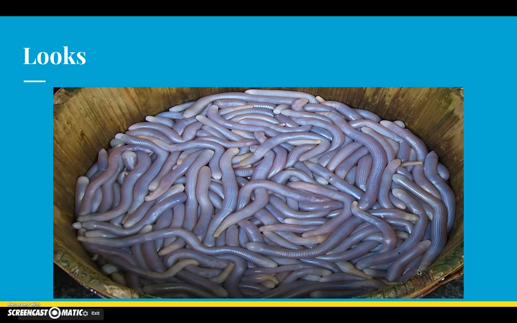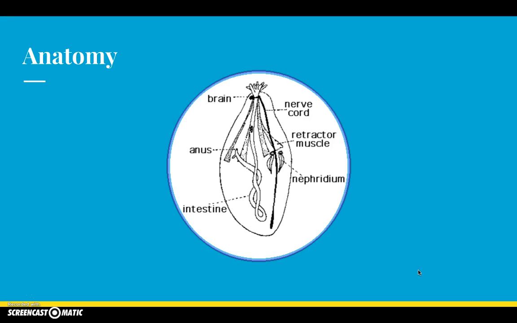So how do they look? They're bilaterally symmetrical, unsegmented marine worms. They're usually about 10 centimeters long, and they're tube shaped. Now their anatomy. The body is completely unsegmented, and the intestine forms a twisted loop with the anus on the side of the body.